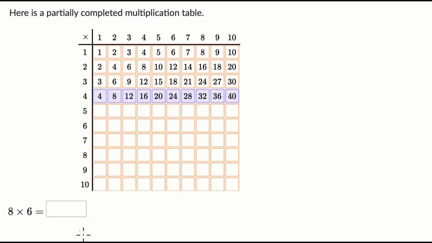Okay, so let's think about where 8 times 6 is on this multiplication table. So if we say 6 times 8, it is over here, because we know that 8 times 6 is the same thing as 6 times 8. Or we could think about 8 times 6 exactly as it's written here, which I would say is this square right over here. So what are ways that we could figure out what goes in these? And the same number should go into both of these.